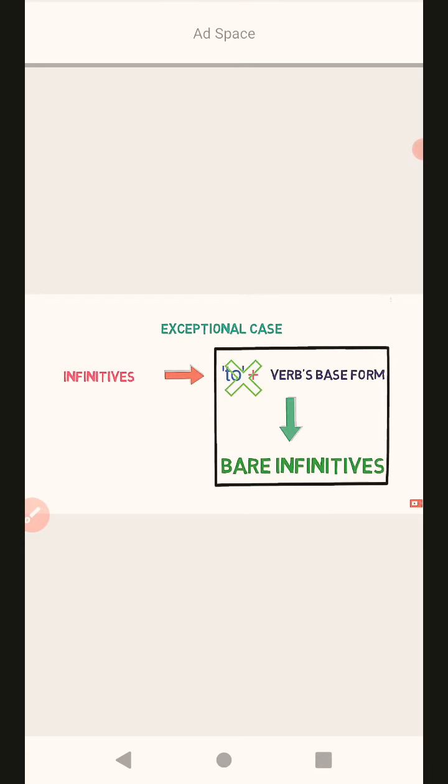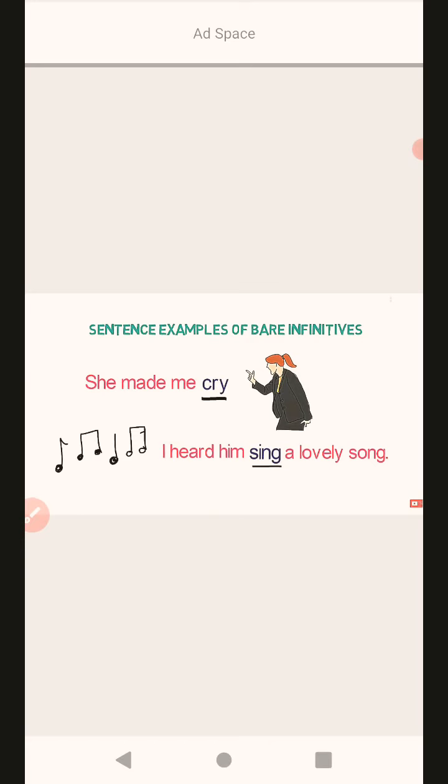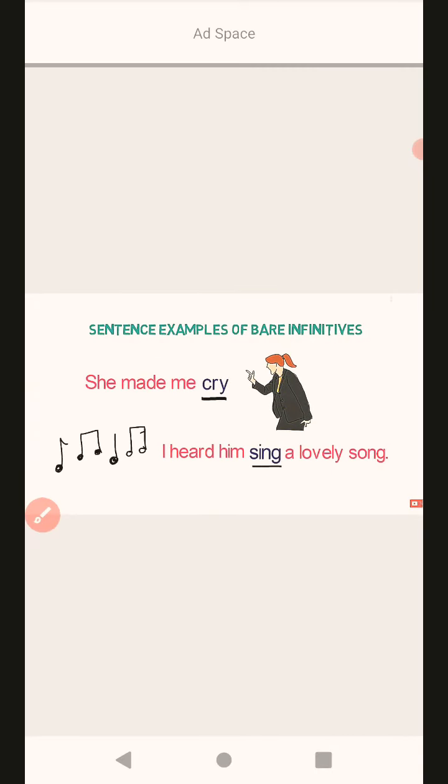Next, children, you have learned that infinitives are created by adding to, but in some exceptional cases we don't have to before verb 1. That doesn't mean that it is not an infinitive. It is an infinitive again, but we call it a bare infinitive. Children, a bare infinitive does not have to before verb 1, but still we call it an infinitive because it does not change according to tense, number, and person. So here you can see, she made me cry. So cry is a bare infinitive.